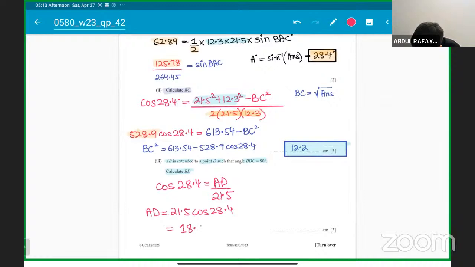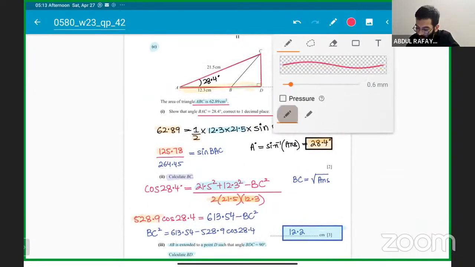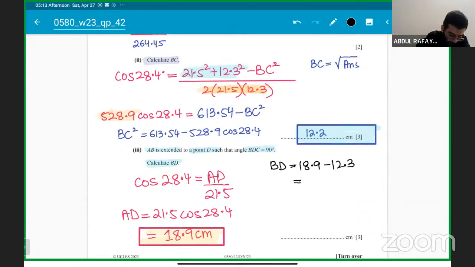Yes. 18.9 centimeter. Okay, the AD measurement is coming 18.9 centimeter. You will get 2 marks up till here. But if you leave the answer here, you will only get 2 marks. The last mark: this whole is 18.9, out of this AB is 12.3. We have to find BD, sir. So BD will be equal to 18.9 minus 12.3, which gives 6.6 centimeter, which is correct as well.